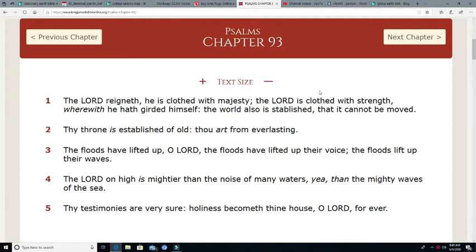Yea, than many mighty waves of the sea. Oh, that'll be the authorities that are fooling this people. They don't teach the people the truth, what they believe in. They believe in the Bible cosmology and the Egyptian cosmology, but they don't tell the people. They tell them fiction. The testimonies are very sure, and holiness becometh thine house, O Lord, forever. So he said his testimonies are sure. So when he says the earth don't move, it's sure. Okay? And anybody can see it if they open up their eyes. And it's a holy thing to know the truth.